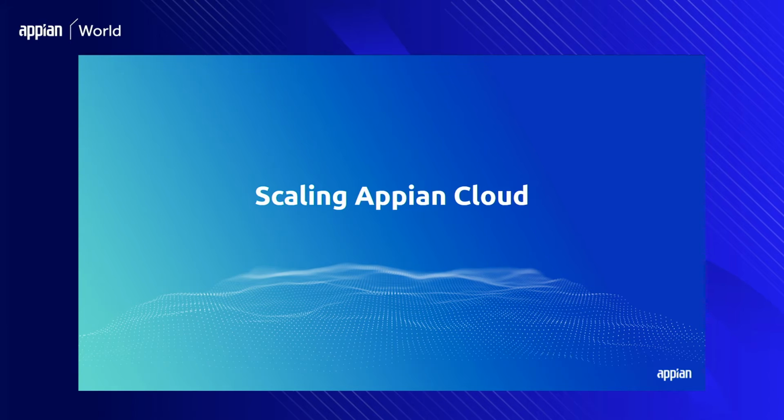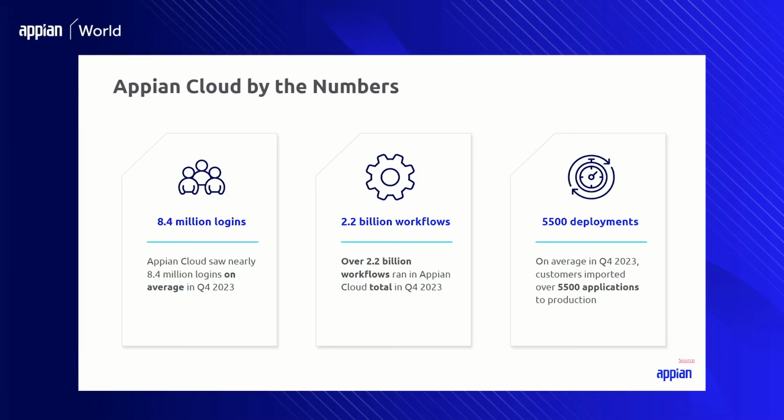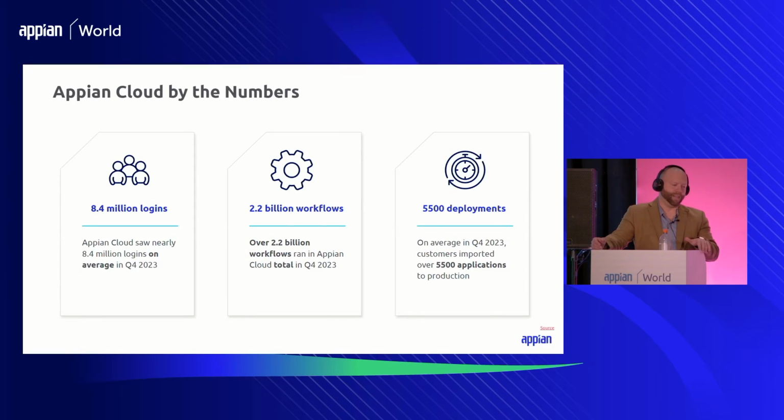And I also want to talk about some things that we're working on in the future, maybe giving an example and then covering some other details. So just to give you some by the numbers, we jotted down, looking at Q4 of last year, some numbers showing what we're actually handling in Appian Cloud right now. 8.4 million logins, 2.2 billion workflows, and 5,500 deployments. This is as of Q4 of last year, but this number continues to grow.